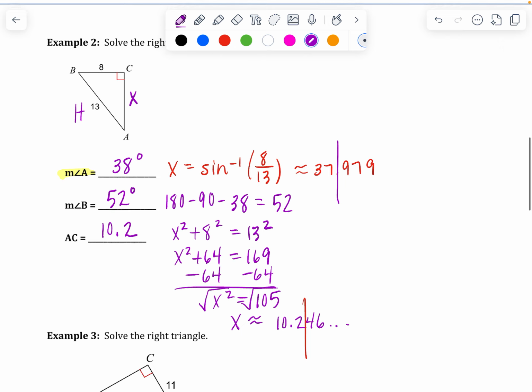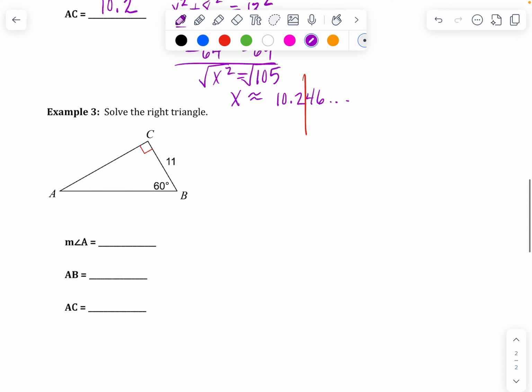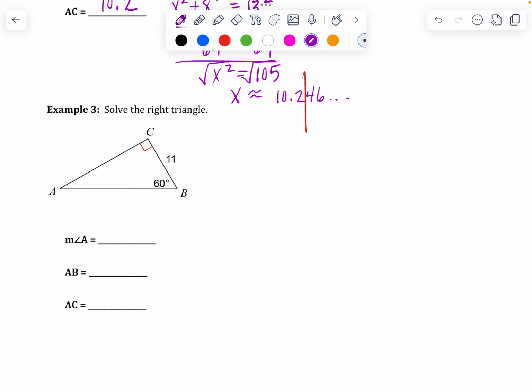All right. Now in example 3, we could certainly do everything we've done in example 1 and 2. We could analyze what do we have? Do we have enough to do trig? Should we do Pythagorean theorem? And we could do it with trig, and we could do it with the fact that angles add to 180. But we could also hopefully notice this one is special.